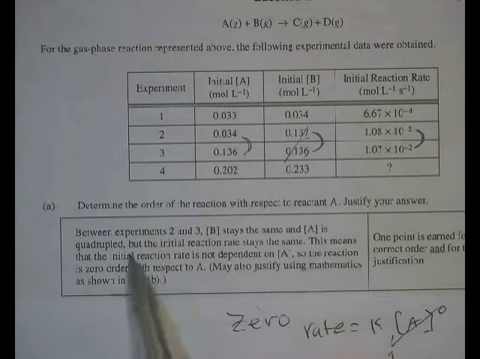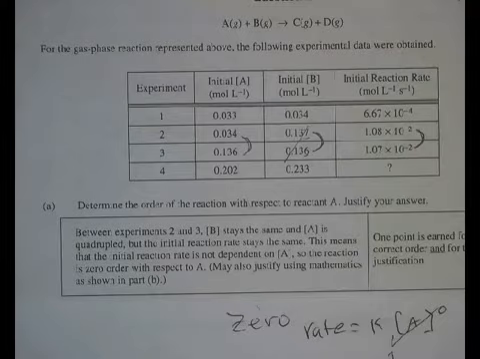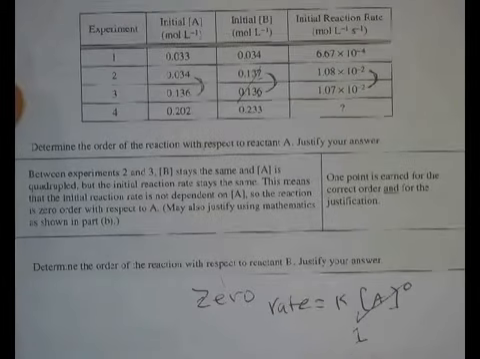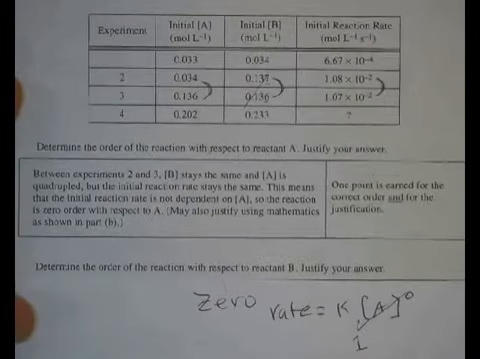And let's read what they said. They said between experiments 2 and 3, B stays the same and A is quadrupled, but the initial reaction rate stays the same. This means that the initial reaction rate is not dependent on A, so the reaction is 0 order with respect to A. You can justify it with some mathematics as well, which we'll do with the next reaction, actually. Determine the order of reaction with respect to B. Justify your answers. So now we're going to look at B.